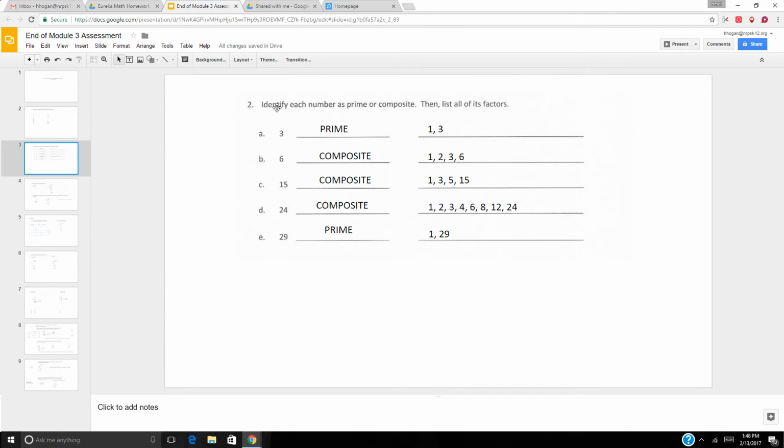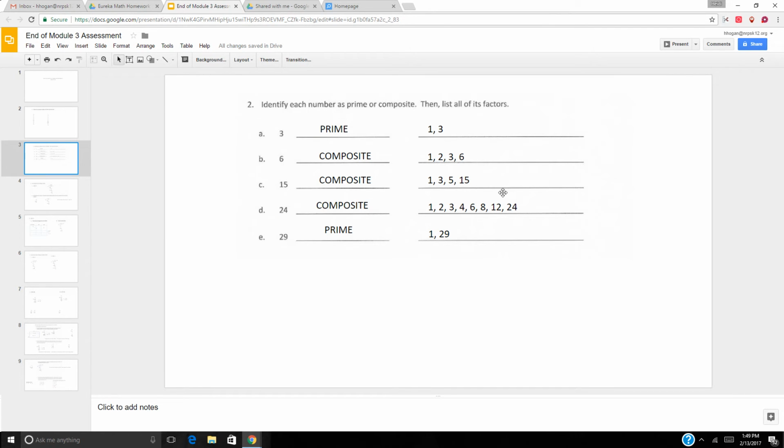Now, this is to identify each number as prime or composite and list its factors. So if we have 3, we know that the only way to multiply to make 3 is 1 times 3. And since there are only 2 factors, that makes it prime. For 6, 1 times 6 and 2 times 3. So 1, 2, 3, 6 are the factors, which makes it composite. 15. 1 times 15 is 15, and 3 times 5 is 15. So 1, 3, 5, 15, which makes it composite.